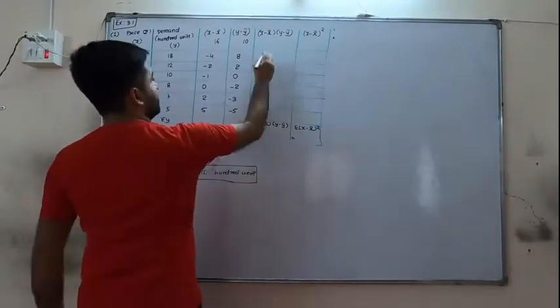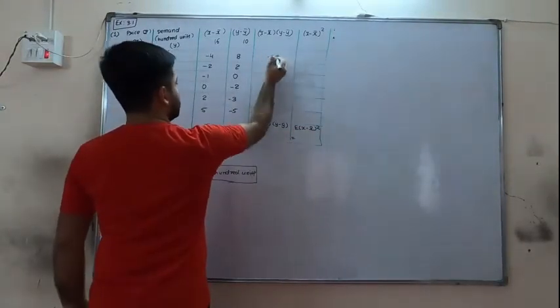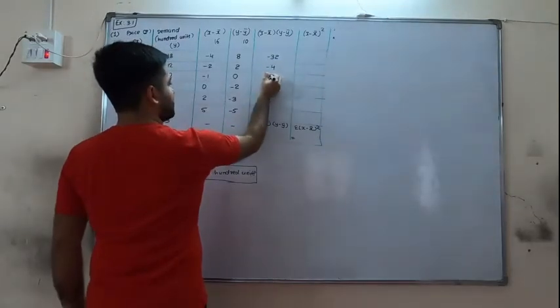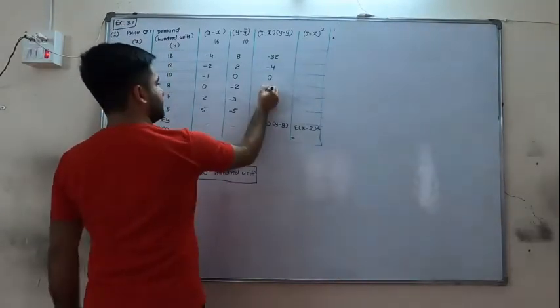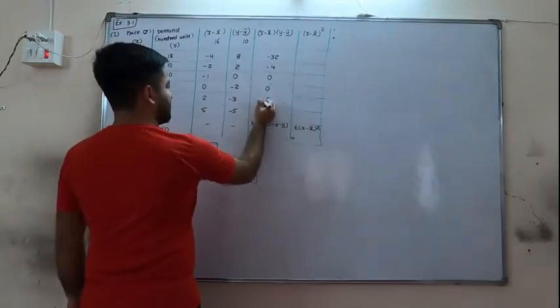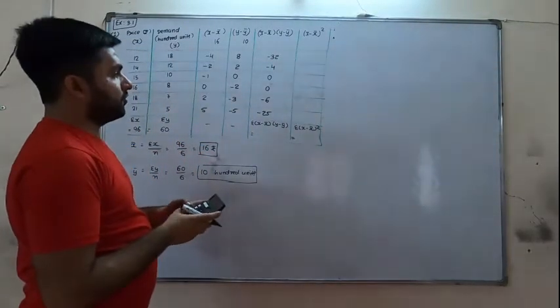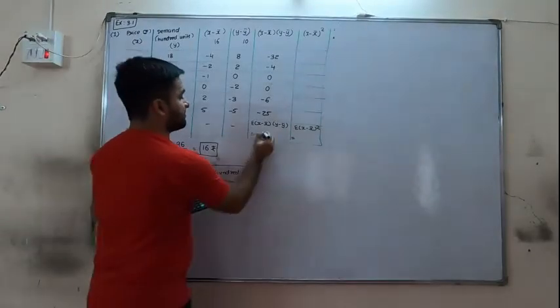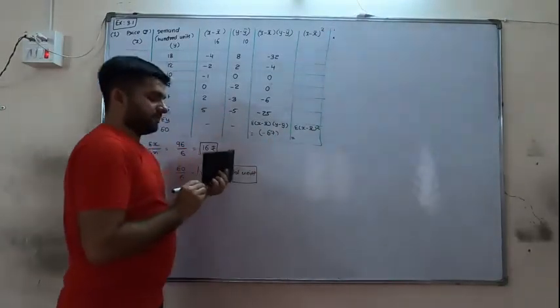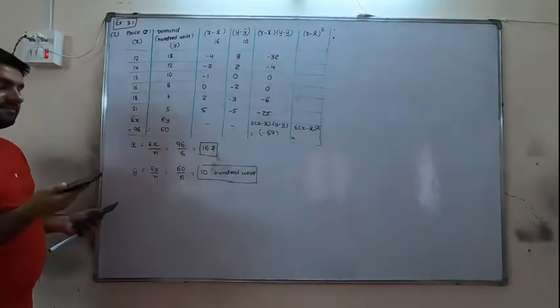Now multiply. 8 times minus 4 is minus 32, 2 times minus 2 is minus 4, 1 times 0 is 0, 0 times 2 is 0, minus 3 times 2 is minus 6, minus 5 times 5 is minus 25. So 32, 4, 6 and 25, everything is in minus. So the total is minus 67.